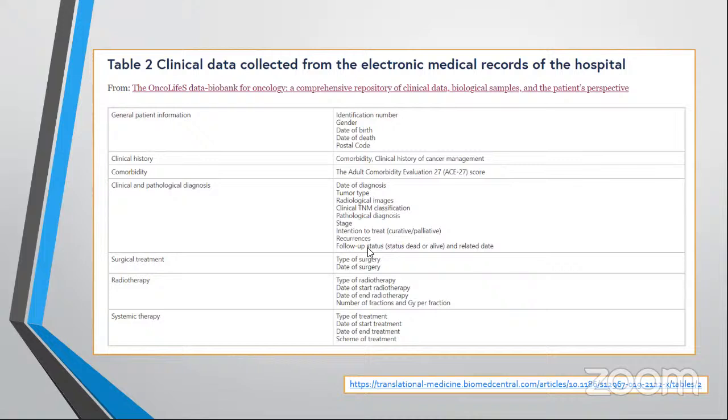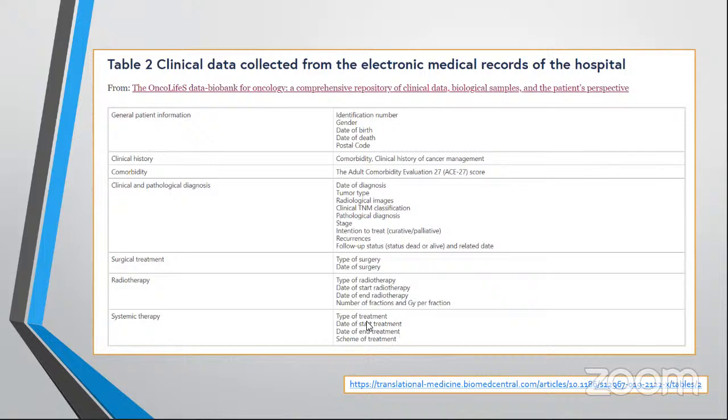What follow-ups have been taken, and what is the status of the particular patient, whether deceased or alive. And if alive, what is the particular treatment and how is the response. Surgical treatment: whether surgery is needed, what type of surgery, and what is the date of surgery. Radiotherapy, if we are providing it: what is the type of radiotherapy, when it was started, when it ended, and what different fractions of the therapy were provided to cure the patients.